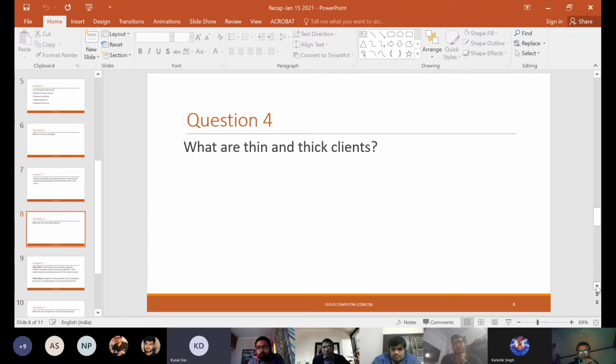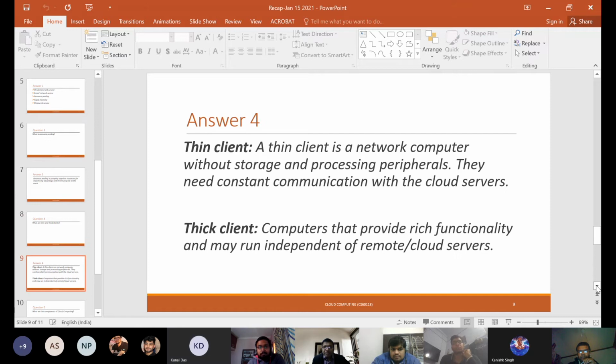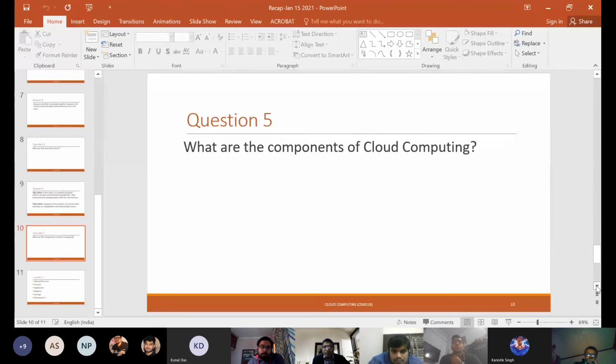Okay. Very good. Let us see. A thin client is a network computer without storage and processing peripherals. They need constant communication with the servers, right? And thick clients are basically computers that provide rich functionality and may run independently of remote servers or cloud servers. Okay. What are the components of cloud computing? Very quickly, who can answer? We have to end this class.